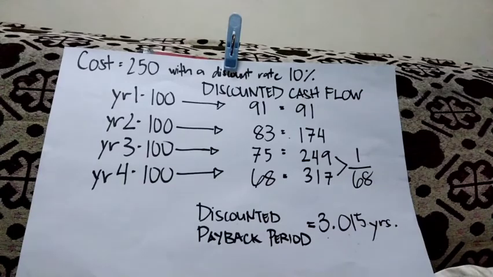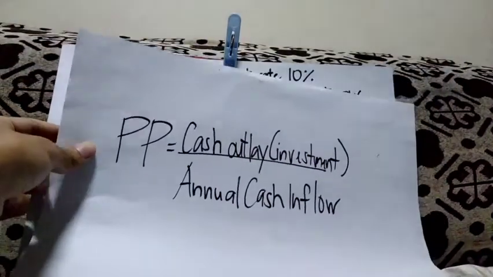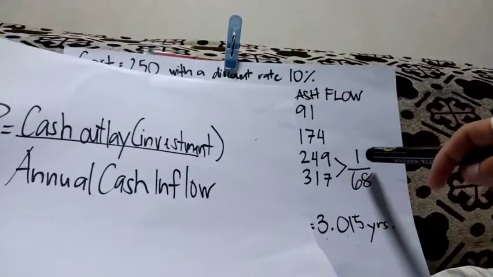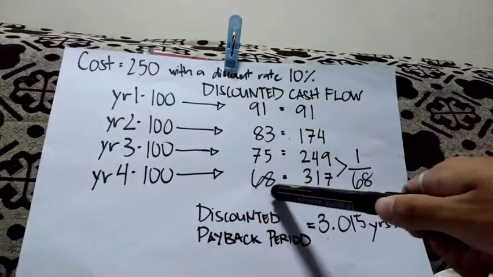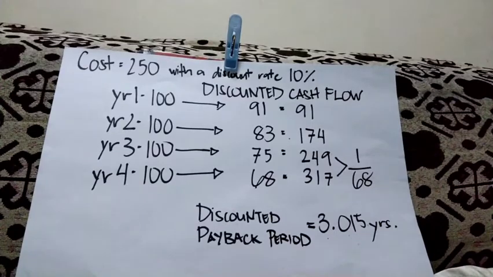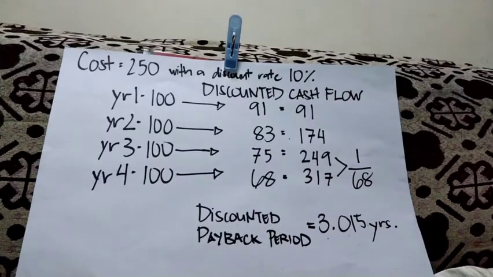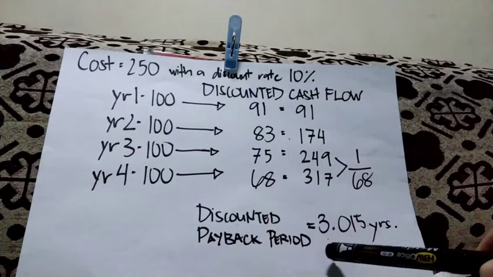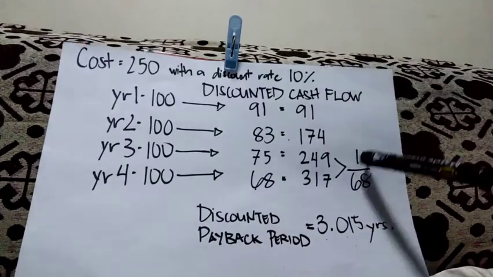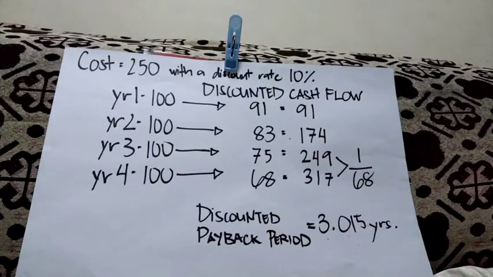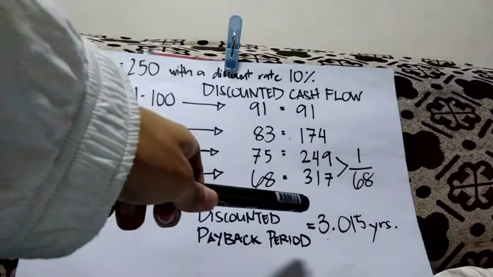So that is from the formula, cash outlay investment, so that's the 1, and the annual cash inflow, which is in year 4, 68. We can see it's between year 3 and year 4, so we can easily write the 3. For this one, 1 over 68, the answer is 0.015. So the discounted payback period is 3.015 years.